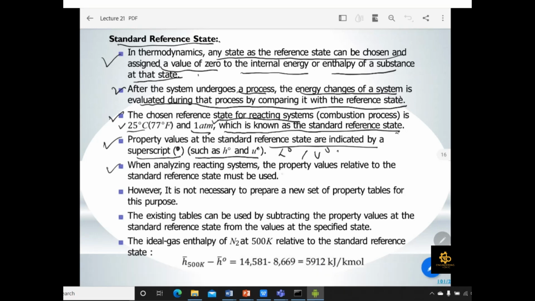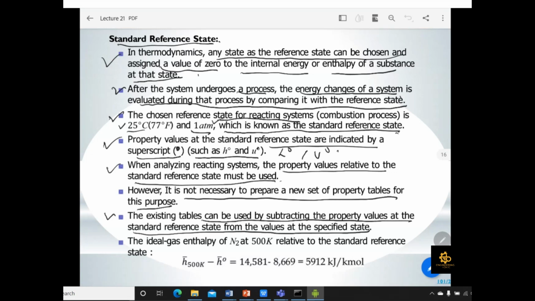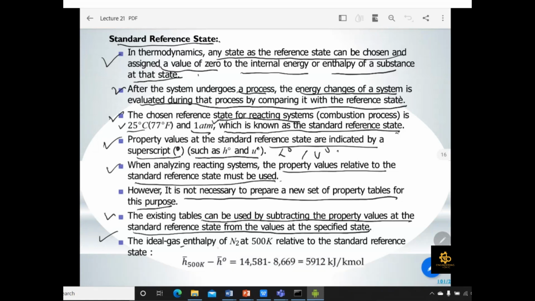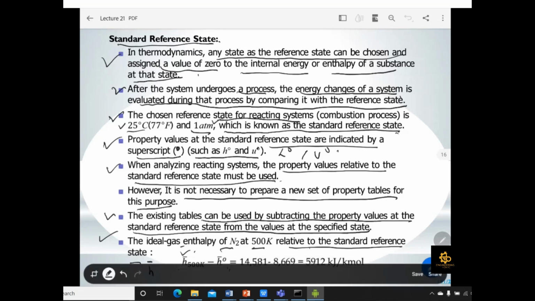And when analyzing a reacting system, the property values relative to the standard reference state must be used. However, it is not necessary to prepare a new set of property tables for this purpose. The existing tables can be used by subtracting the property value at the standard reference state from the value at the specific state. Here is an example: the ideal gas enthalpy of N2 at 500 Kelvin relative to the standard reference state. Another important point is that whenever H bar is mentioned, it means we are talking about kilojoules per kilomole.